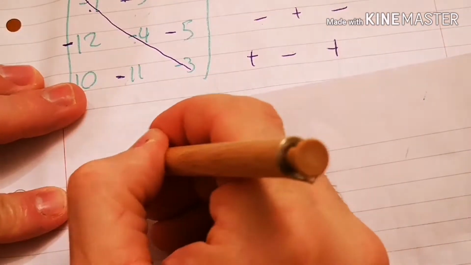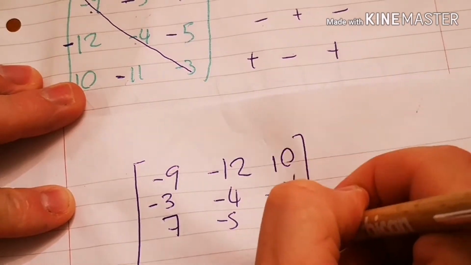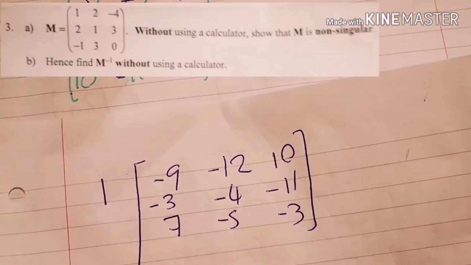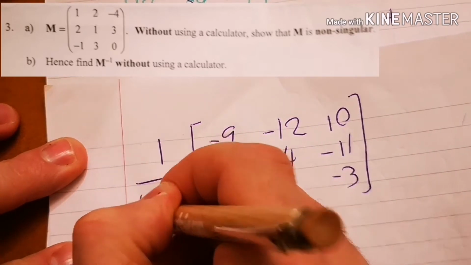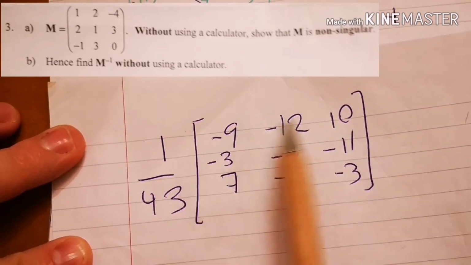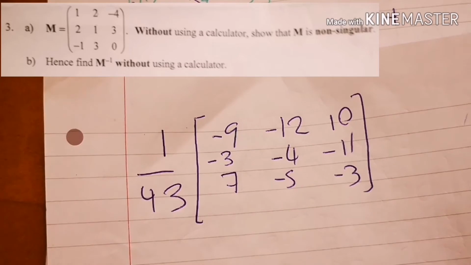And I'm not totally done yet, because I've put this 1 over the determinant, and I've forgotten what the determinant is, so let me check. Which is 1 over 43. And I could multiply all of these by 1 over 43, but I just don't want to.